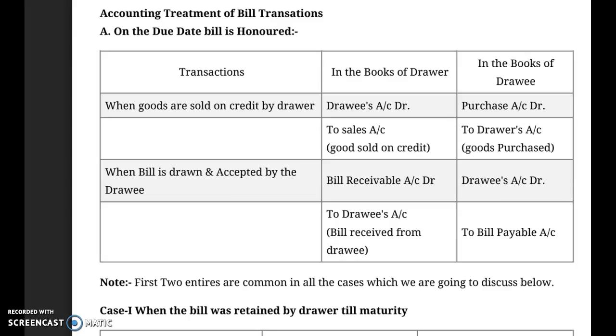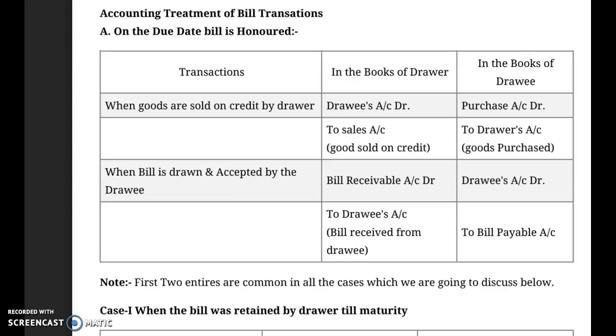So first of all, a very simple transaction is given: when goods are sold on credit by drawer. In the books of drawer, the simple entry will be drawee account debit to sales account. In the books of drawee, the entry will be purchase account debit to drawer's account. Students, please understand that if the names of the drawer and drawee are given, you must write the names of the drawer and drawee instead of writing simply drawer and drawee. So the first entry will be with reference to the goods sold, that is the sales entry in the books of drawer, and in the books of drawee the entry relating to the purchase of goods.